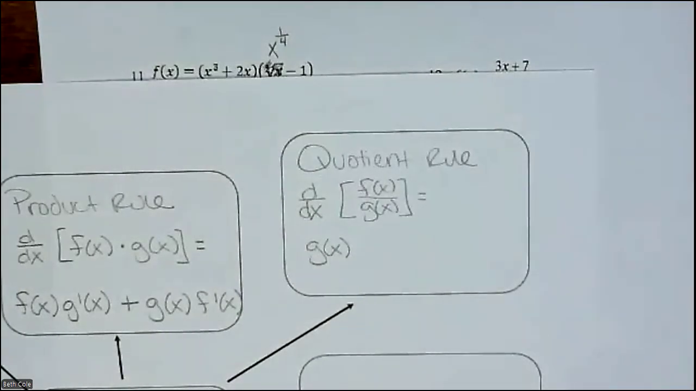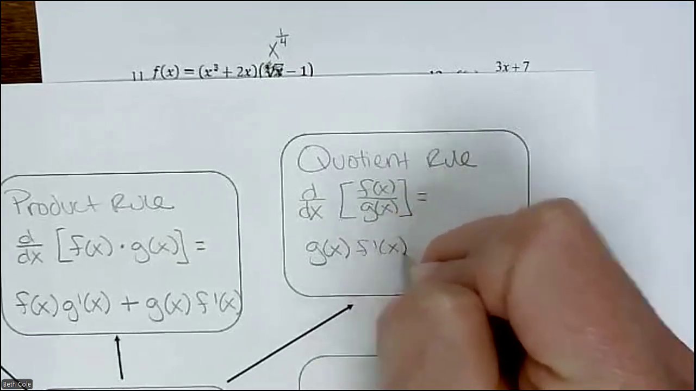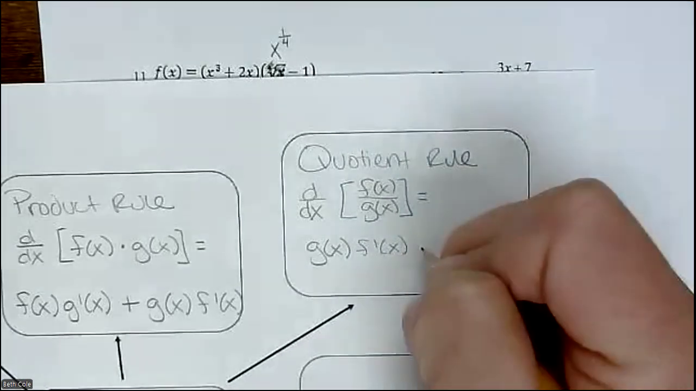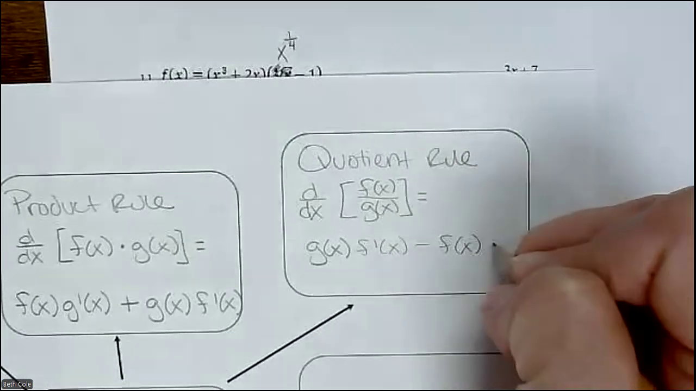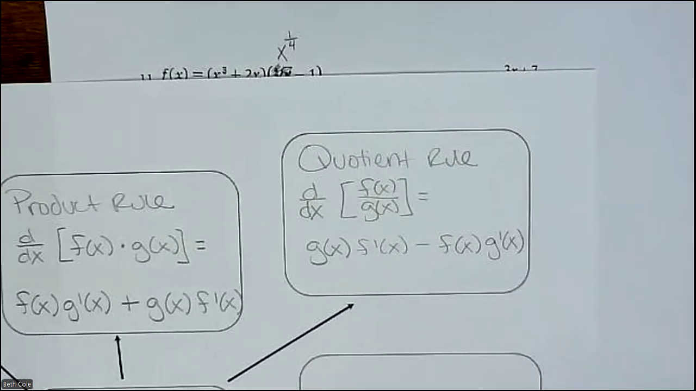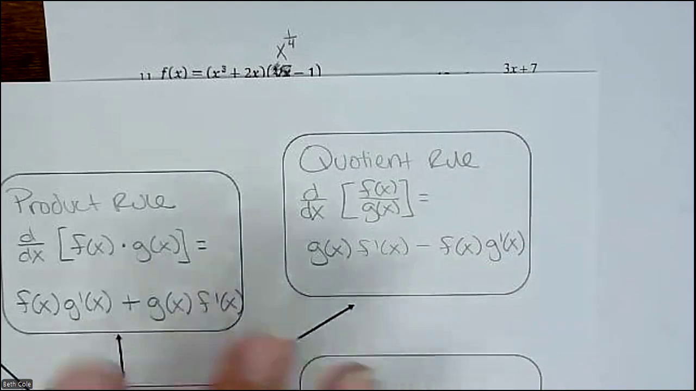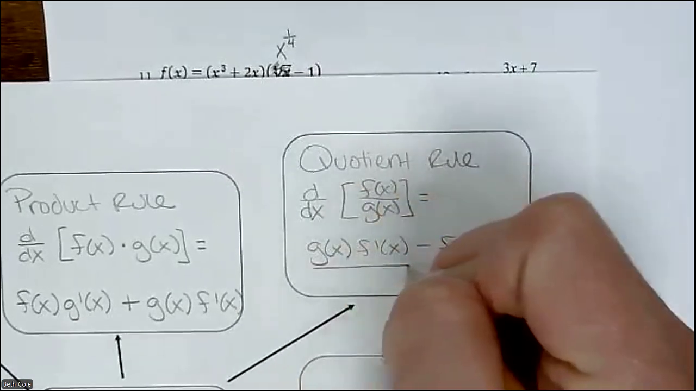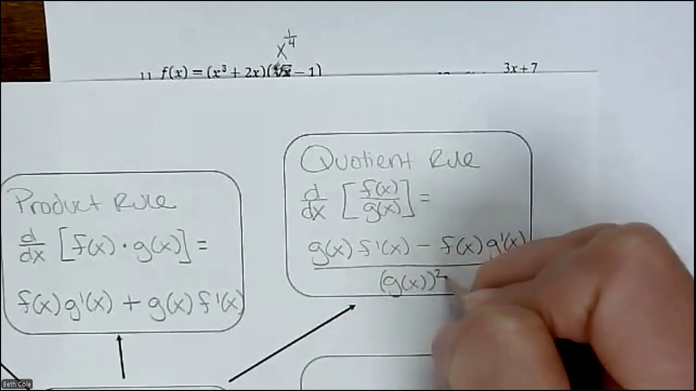So the denominator times the derivative of the numerator minus the numerator times derivative of the denominator. And I have one more thing to write, but do you see how that's actually pretty similar to the one we just did? And then it's over the denominator squared.